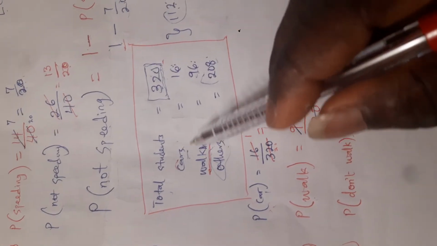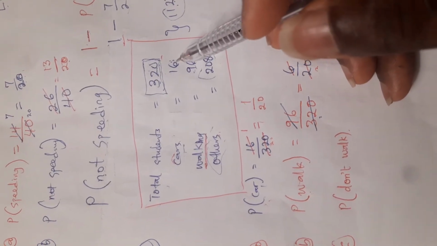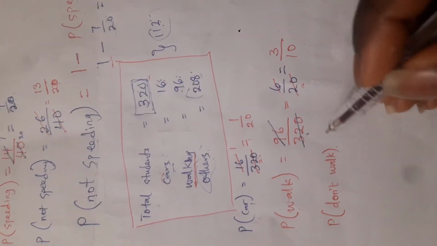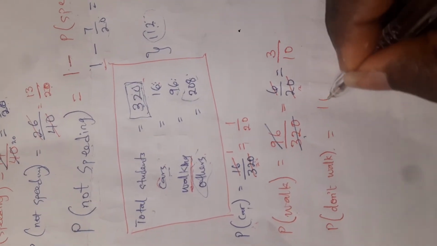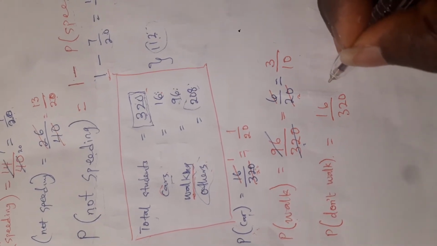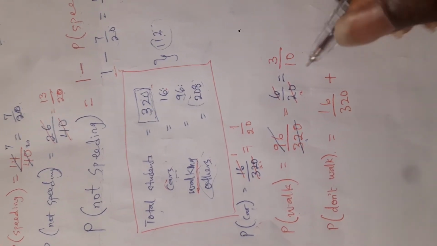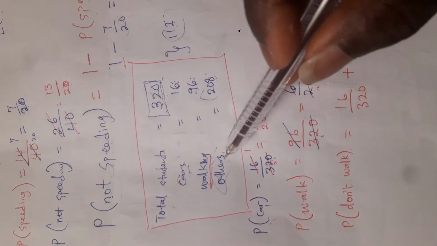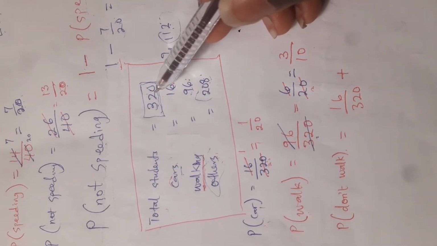Now the probability that they don't walk to school means they either use a car or they use others. What is the probability of the car here? It was 16 over 320, plus the probability of others. Now others is what? 208 over 320.